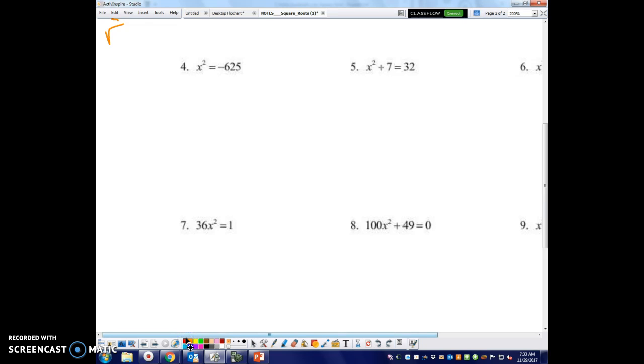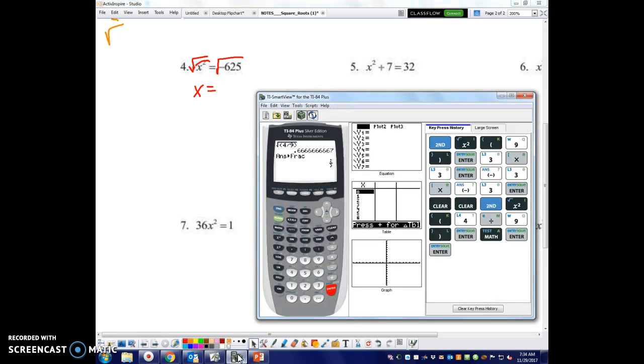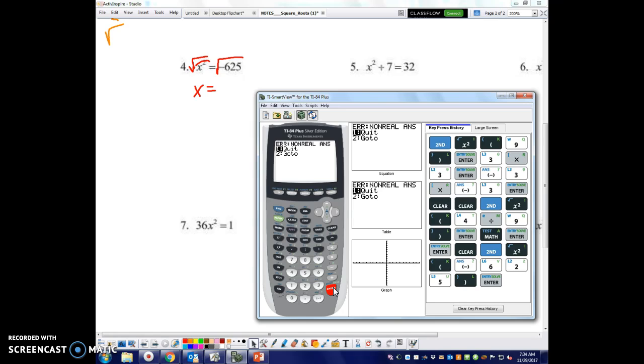Okay, so let's do number 4. We have x squared equals negative 625. If it has x squared, how do we get rid of that squared? By square rooting. So that takes out that, so we have x equals, we need to find the square root of negative 625. What happens when you type that in? Square root of negative 625. Error, non-real answer. That's because you cannot take the square root of a negative number.